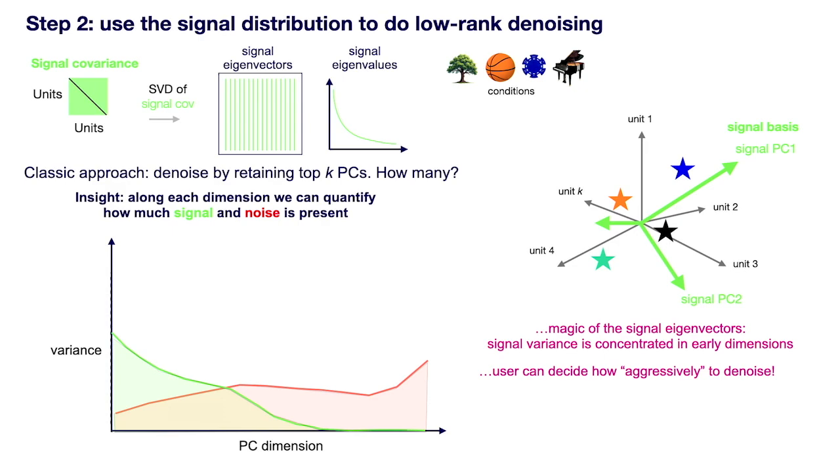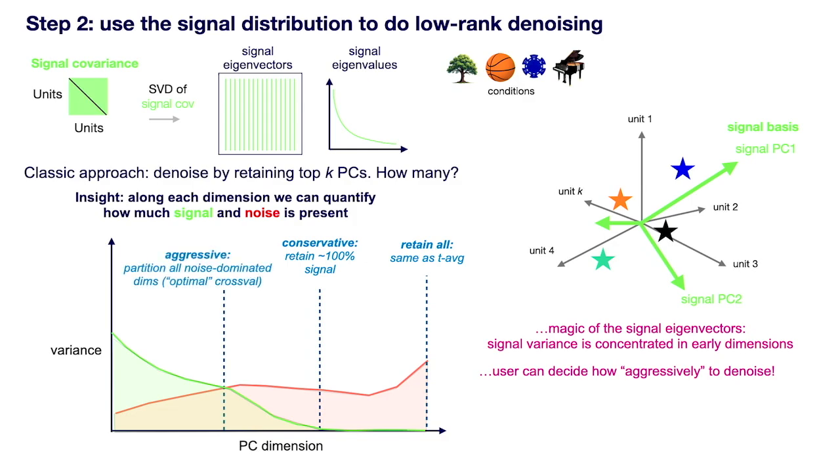And what do I mean by that? Well, you're going to choose a threshold. And you could imagine choosing to retain all dimensions, and that would basically be the same as trial averaging, where everything stays behind. A conservative approach to denoising would be, let's say I want to retain essentially 100% of the signal, then I might choose exactly the threshold where signal variance hits 0. Or you could push for something even more aggressive and retain fewer dimensions and say, instead, I want to partition out all the dimensions where noise variance exceeds signal variance. And that might be closer to optimal from like a cross-validation perspective.